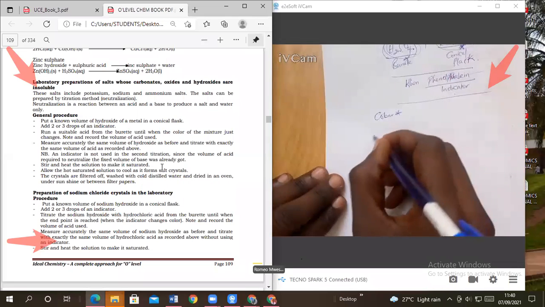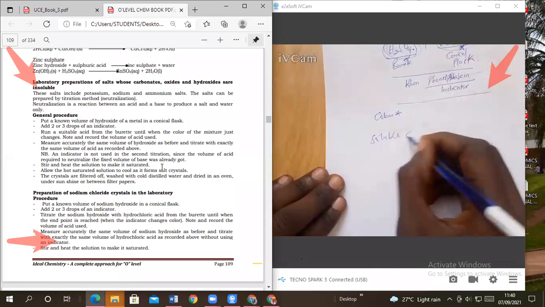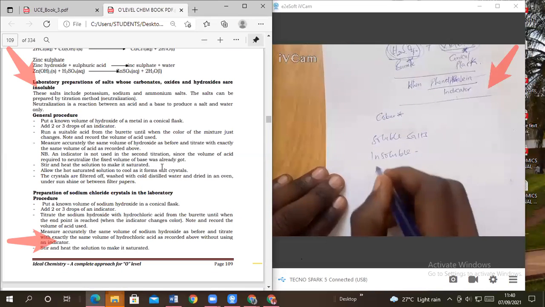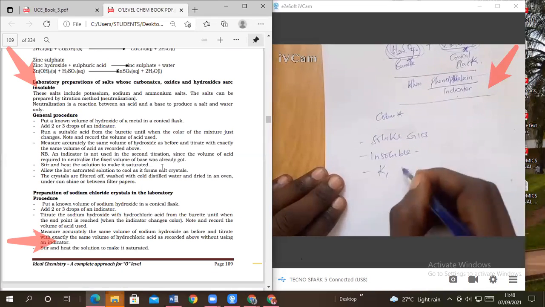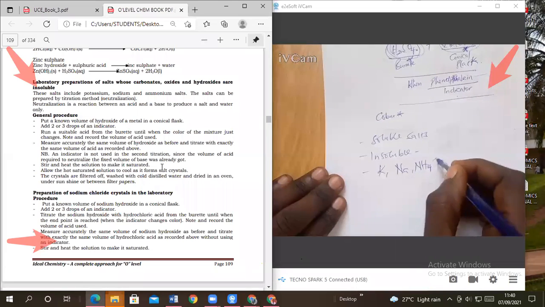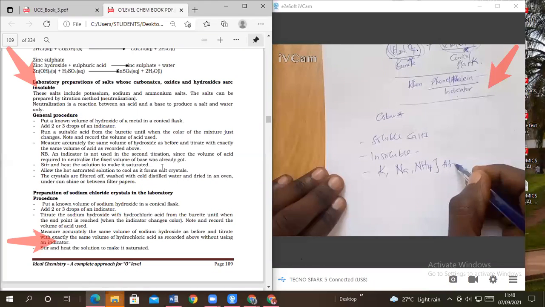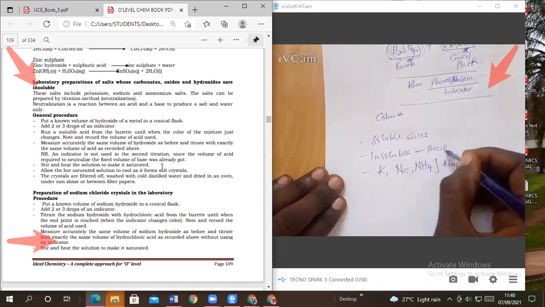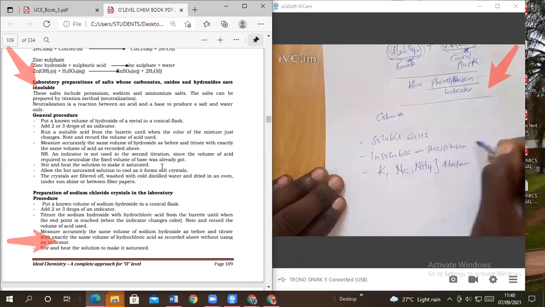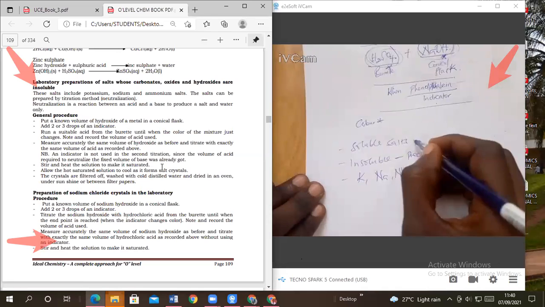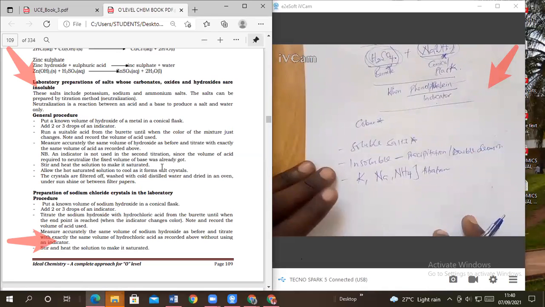We have known how to prepare soluble salts, insoluble salts, and then finally, salts of potassium, sodium, and ammonium. This one is titration. This one is precipitation or double decomposition. Then this one, we use the other four methods that we have looked at.